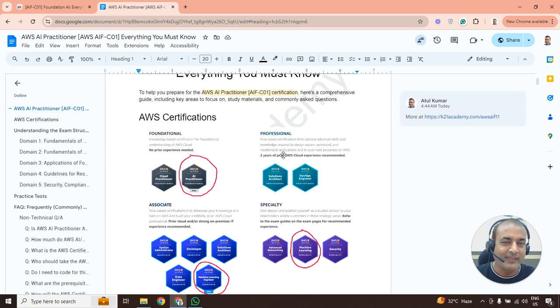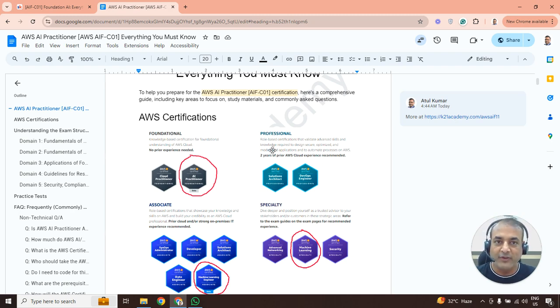If you already know that, you can skip that part, but there are four categories, which is foundational, and the AI Practitioner, which is also called AI Foundation. That's why the word AIF, and C01 is the numbering, the first iteration of that. Similarly, you have AWS Cloud Practitioner, which is more about cloud services, whereas AWS AI Practitioner is more about AI. Then you have the associate level, which is things like AWS Solutions Architect Associate and AWS Machine Learning Associate, which I'm going to talk about towards the end as well. Then developer, DevOps, and the data engineer part as well.